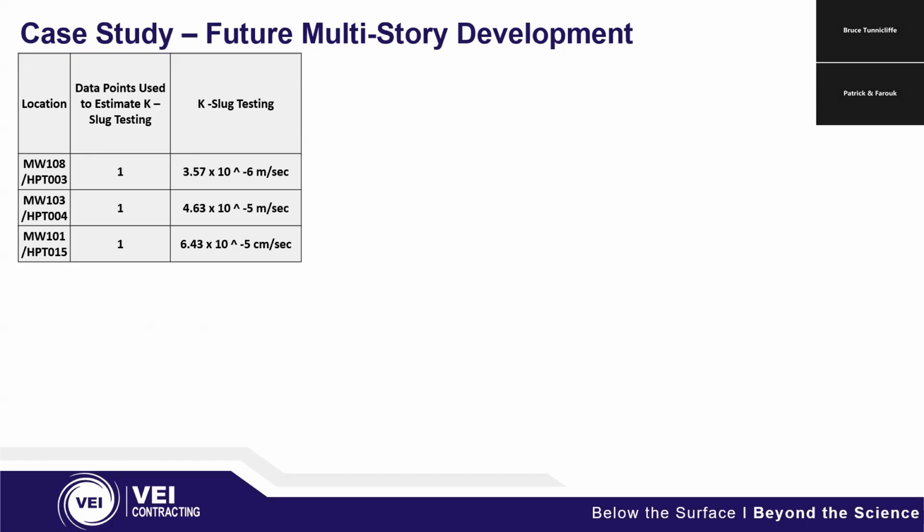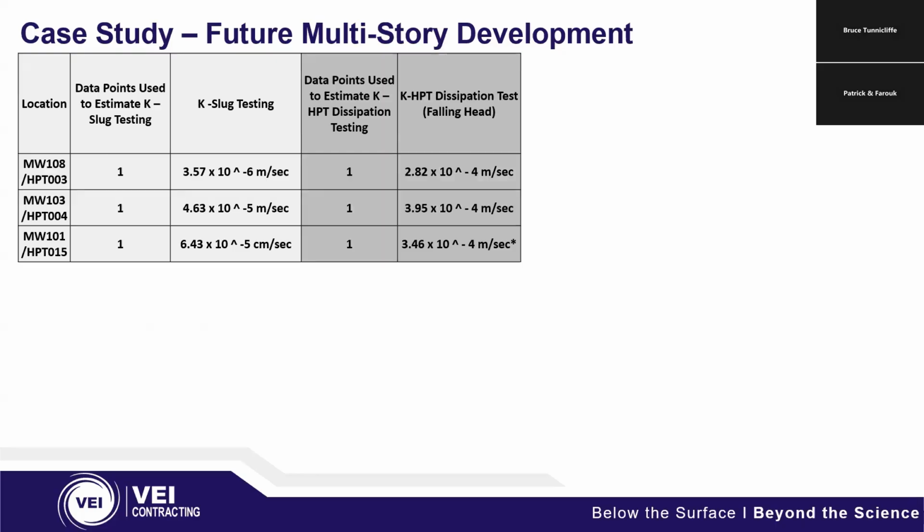So look at the 3 wells we have and the slug tests that were completed independently by an on-file consultant. Note that that's 1 data point per K, 1 data point for the screen that they're testing in 1 slug test. The ranges are from 10 to the minus 5, 10 to the minus 6. Then we look at the HPT dissipation testing, so that was our version of the falling head test. Those turn out to be 10 to the minus 4, so slightly higher than the slug testing results by 1 or 2 orders of magnitude.